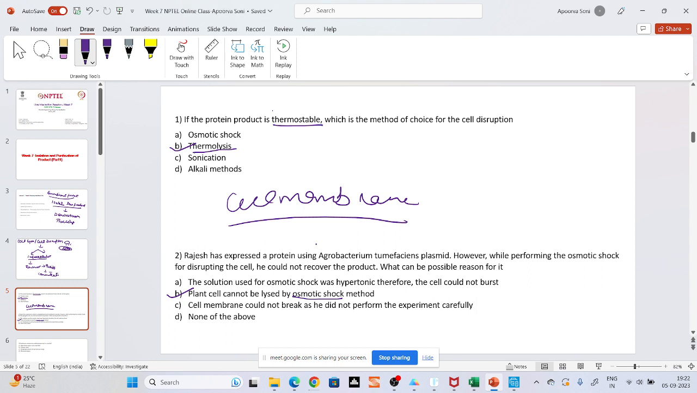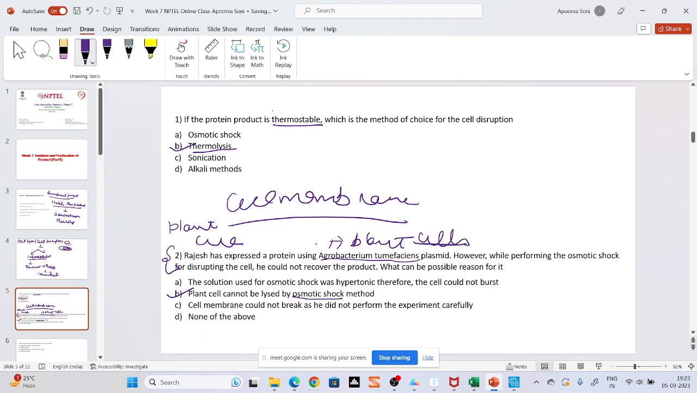This statement is correct, but how do we relate it to the question? Here the plasmid they have used is Agrobacterium tumefaciens plasmid. Nowhere in the question have they written that they are doing it on a plant cell, but they have given a hint that the plasmid they have used is Agrobacterium tumefaciens plasmid. And we have studied in our previous classes that Agrobacterium tumefaciens plasmid is used in plant cells.